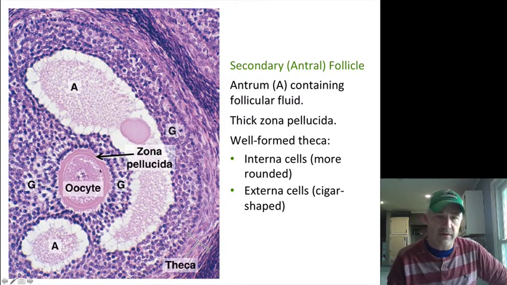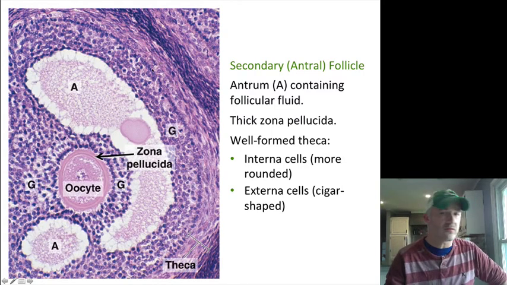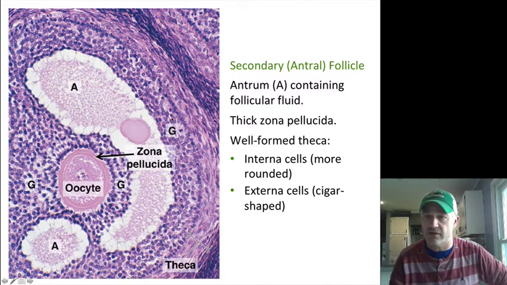So again, now we can see the oocyte here. We see this antrum-filled cavity, granulosa cells, these thecal cell layer now surrounding that. This is releasing androgens, which are getting converted to estrogen by these granulosa cells.